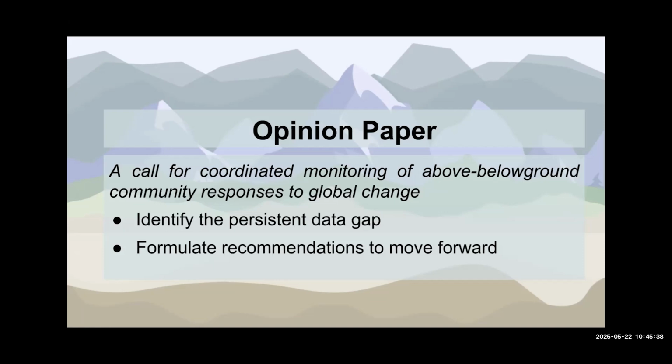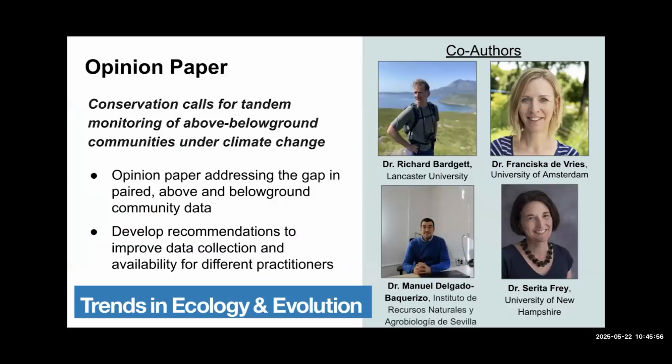So we're writing an opinion paper as a call for coordinated monitoring of aboveground and belowground community responses to global change, identifying this persistent data gap within the field, as well as formulating recommendations on how to move forward in building this robust data set. This paper is addressing the gap in need for paired aboveground, belowground community data for synthesis science. We are also giving recommendations on how to improve data collection as well as data availability for different practitioners such as conservation management, agriculture, and long-term researchers.